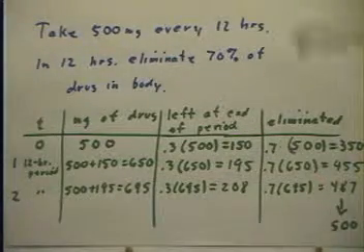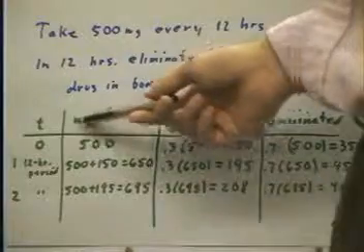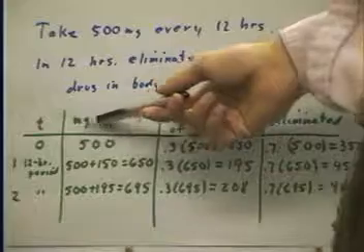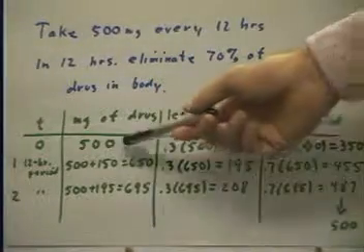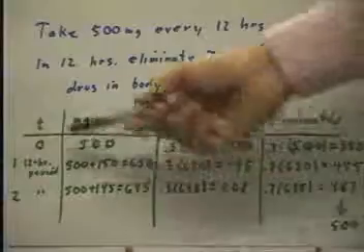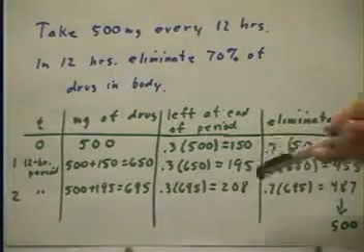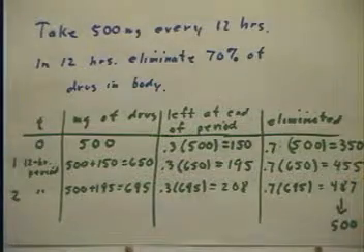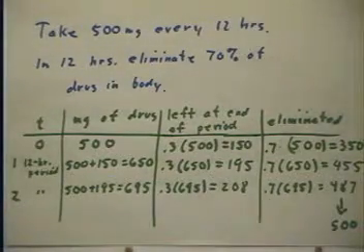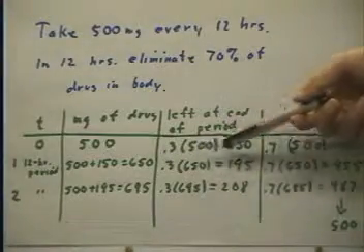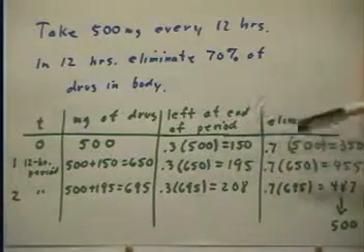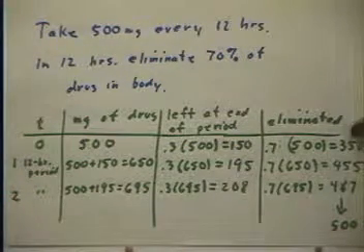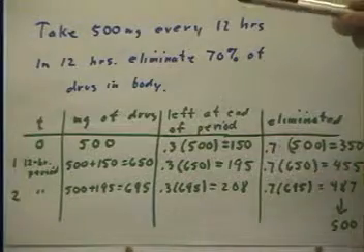Let's see what happens. Let's say that at time t equals 0, somebody takes their first dose of the drug. Okay, they take 500 milligrams, so now they have 500 milligrams of the drug in their body at t equals 0. At the end of the 12-hour period, how much are they going to have left? Well, if they're eliminating 70%, they're keeping 30%. 30% of 500 is 150. It's an easy calculation. And we also note that they've eliminated 70% of the 500 milligrams, or 350 milligrams.